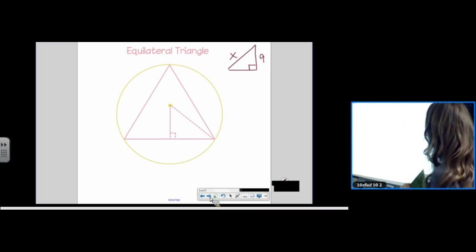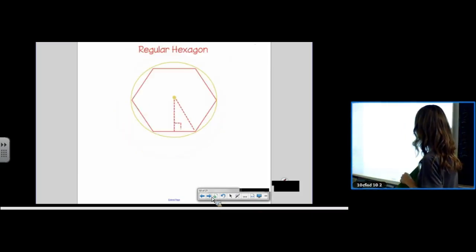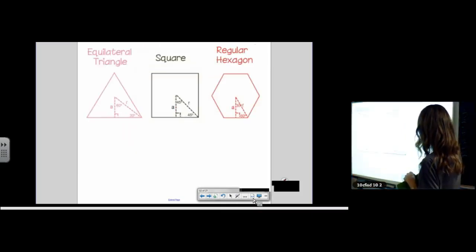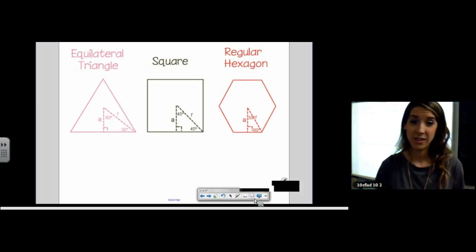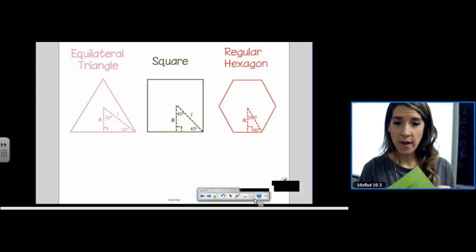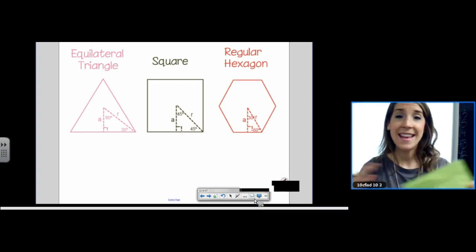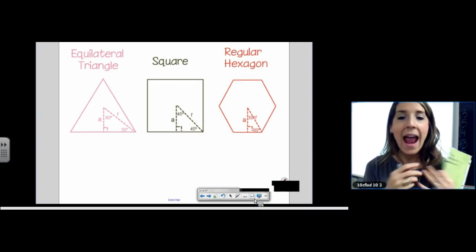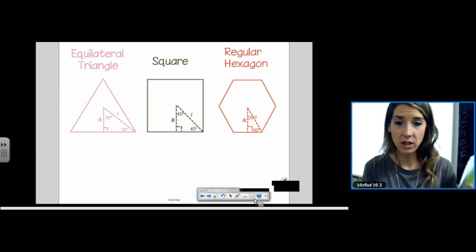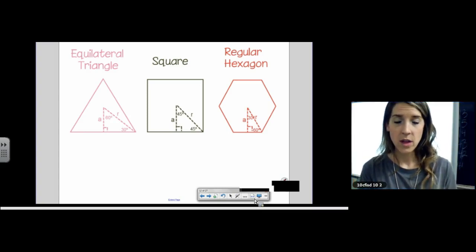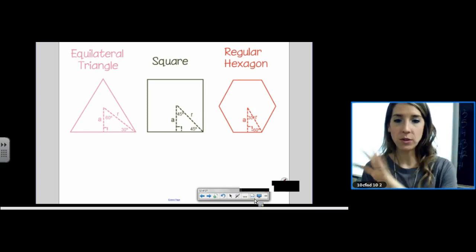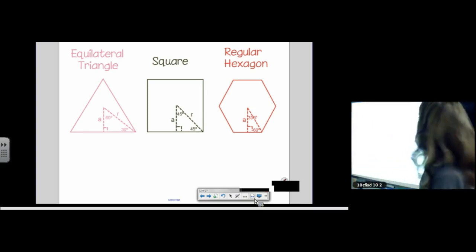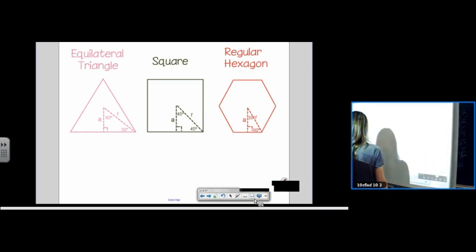So what we're going to look at, I'm just going to go ahead to the summary slide. We're going to look at the three cases that are special: 30, 60, 90 and 45, 45, 90. Anything else, nonagon, heptagon, decagon, pentagon, anything else is not special, and you have to use trig. So I'm giving you time to write the special cases down in your notes. Put the special cases there with the angles as well.